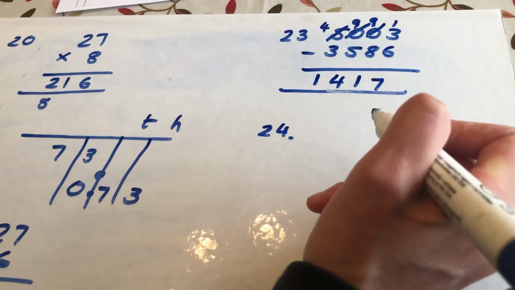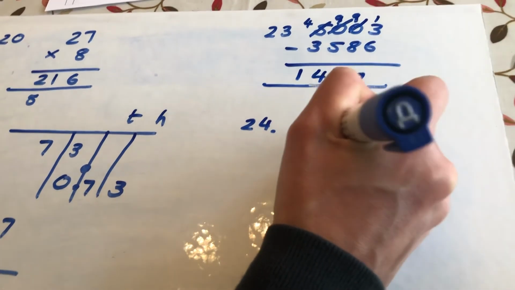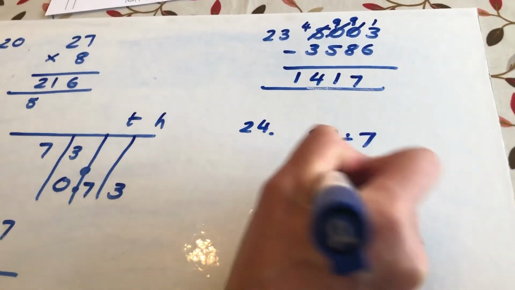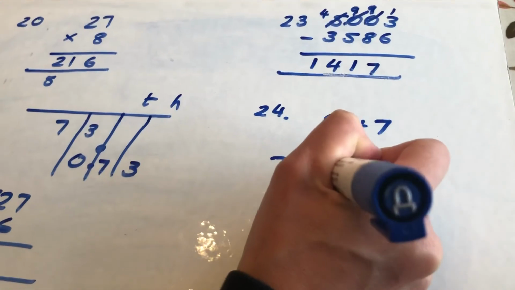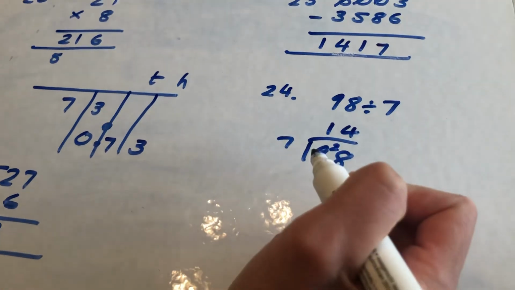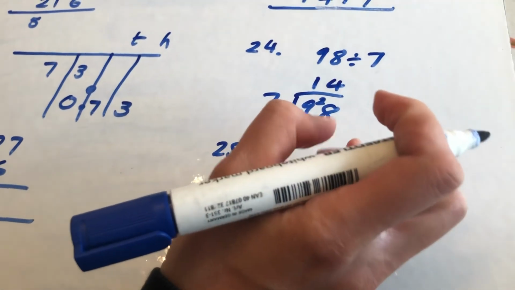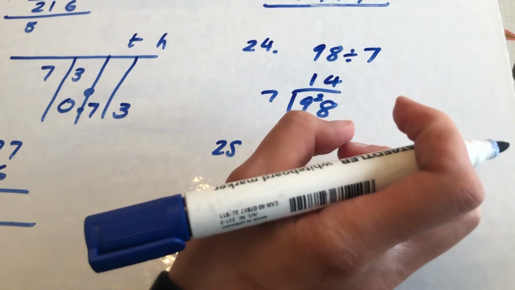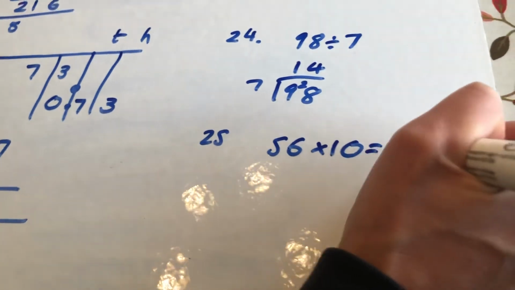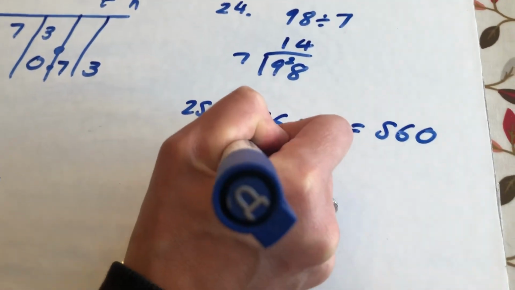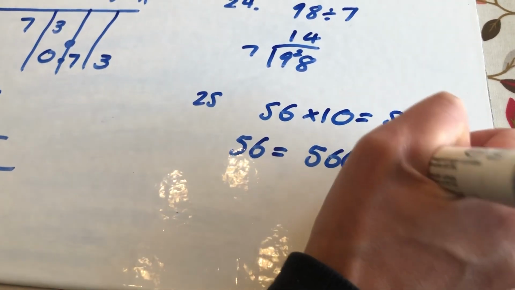Question 24, 98 divided by something equals 7. We need to change the order of the calculation around. 98 divided by 7, 7 into 9 goes once, remainder 2, 7 times 4 is 28. And question 25, 56 equals something divided by 10. It's a missing number calculation. I need to do the inverse, so I would do 56 times by 10 equals 560. So my calculation would look like this: 56 is the same as 560 divided by 10.